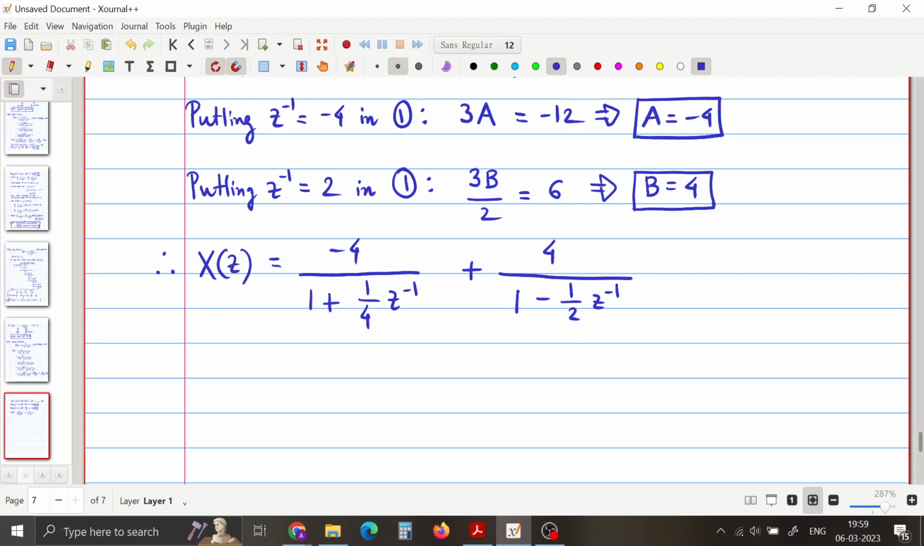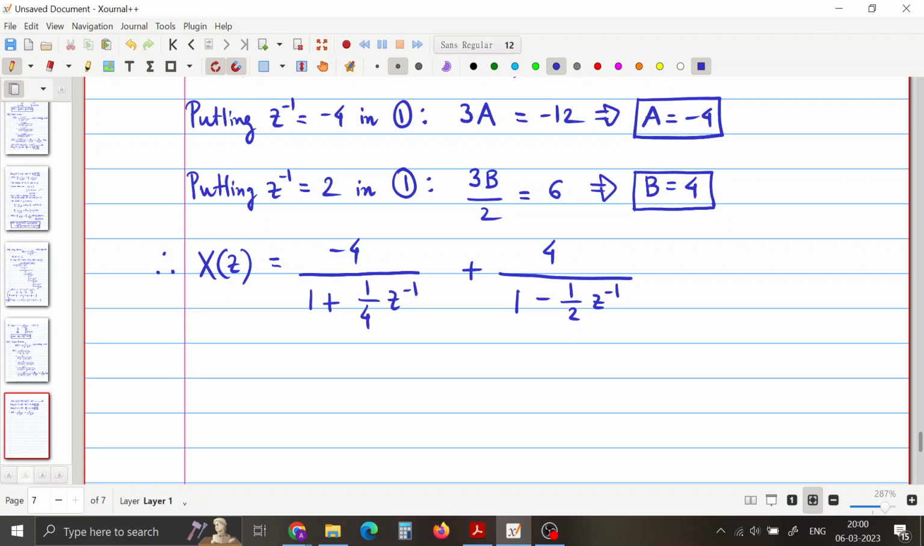Okay, and now clearly the poles are located at z equals to minus 1 by 4 and z equals to 1 by 2, and depending on these pole locations again we can have 3 possible regions of convergence. So the first ROC could be mod z less than 1/4, the second ROC could be 1 by 4 less than mod z less than 1 by 2, which is the annular region, and the third and last possible ROC could be mod z greater than half.